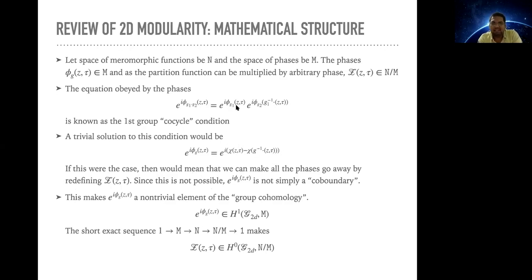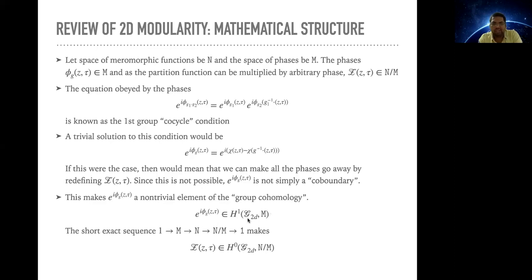So if you think of this as a form, this is telling you that this form is closed, and this is telling you that it's not exact, which makes it a non-trivial element of group cohomology. I'm not going to go into the details of defining these precisely, but I just want to give you an intuition as to why this is a non-trivial element. It obeys the cocycle condition, but it's not simply a coboundary. So sometimes you would say that e to the i phi g is a non-trivial element of the first group cohomology valued in M, which is the phases.